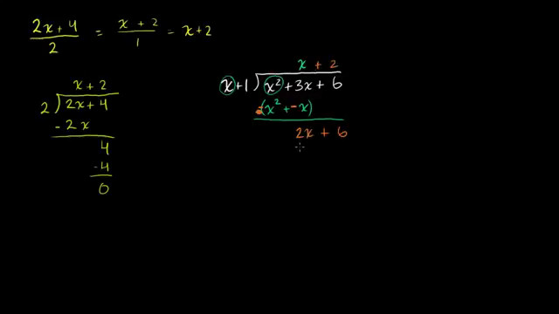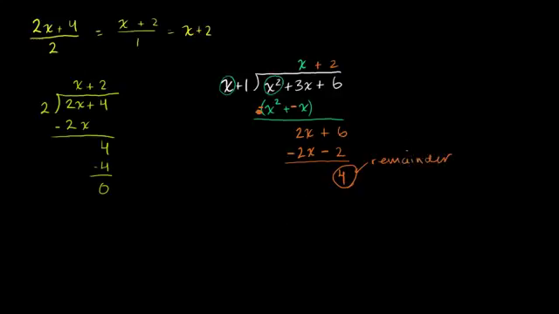2 times x is 2x. 2 times 1 is 2. So we get 2 times x plus 1 is 2x plus 2. But we're going to want to subtract this from this up here. So instead of writing 2x plus 2, we could just write negative 2x minus 2 and then add them. These guys cancel out. 6 minus 2 is 4. And how many times does x go into 4? Well, we could just say 0 times, or we could say that 4 is the remainder.